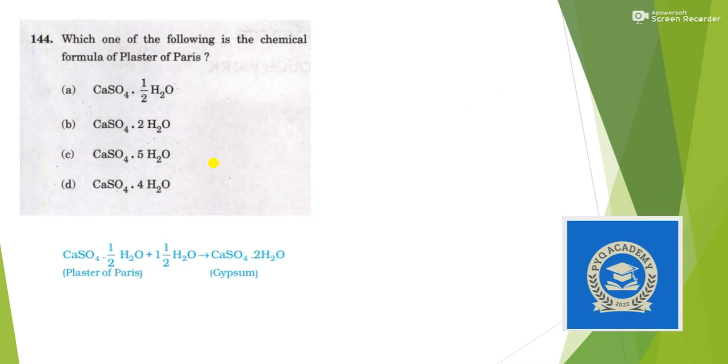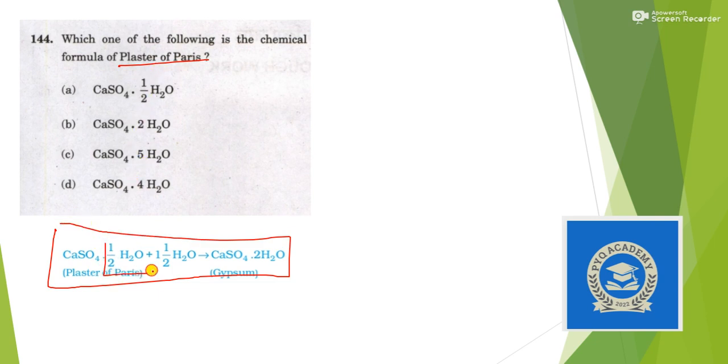Next is, which one of the following is the chemical formula of plaster of Paris? Direct question picked from an image in NCERT. Formula of plaster of Paris is nothing but half H2O. Do not confuse with 2H2O. This is gypsum. So our answer is option A, CaSO4. To confuse you, they can also give CuSO4. So don't confuse. This is calcium sulfate, not copper sulfate. Our answer is option A.